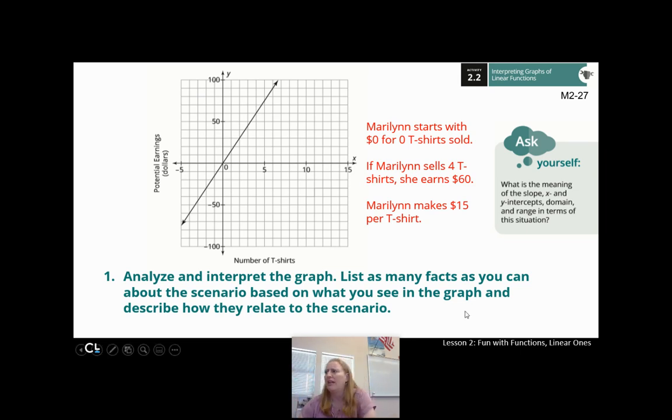So this graph is kind of cool because it actually gives me a lot of information. 4 t-shirts make $60. That means $15 per t-shirt. No t-shirts means no bucks. So there is some good information to be found here.